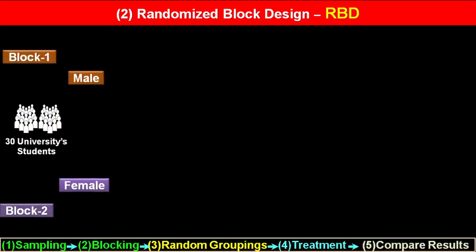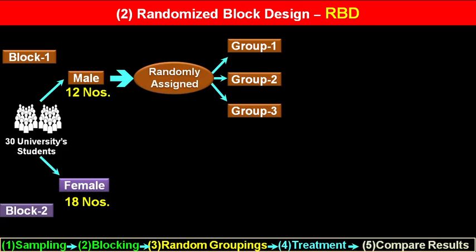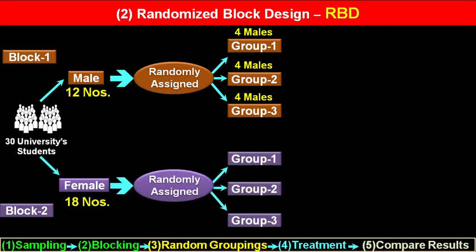So let us understand it. We have taken a sample of 30 university students. Then blocking has been done. In block 1, male. Block 2 is female. There are 12 male students and 18 female students. Then the third step is random groupings. We have randomly assigned the male students in 3 groups, group 1, 2 and 3. In the same way, random groupings have been done of the female students in group 1, 2 and 3. 4 males in each group and 6 females in each group.